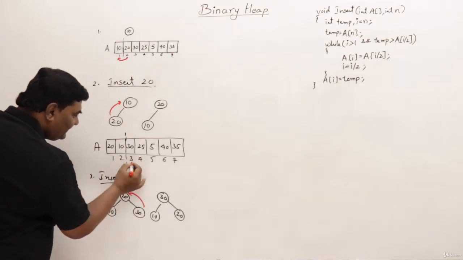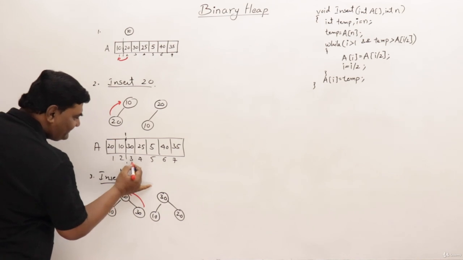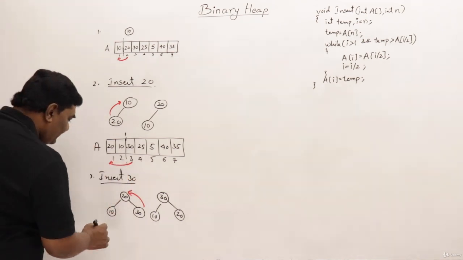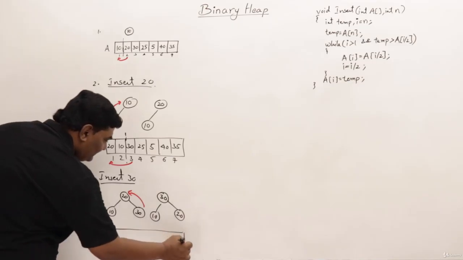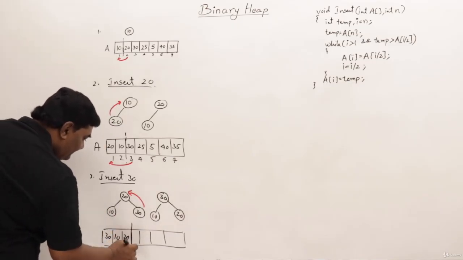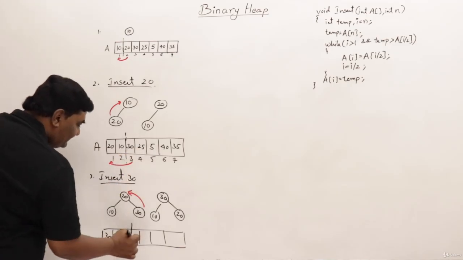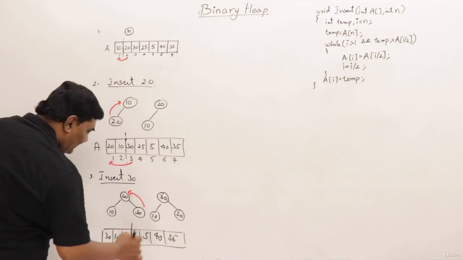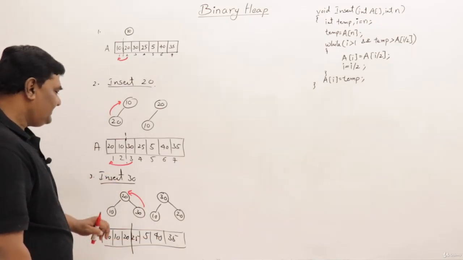So it means 30 was compared with the parent. This is index 3, 3 by 2 is 1, so it was compared with this one. So what is the resultant array? Elements in the heap are 30, 10 and 20. The heap is still here, and the remaining elements 25, 5, 40 and 35 are as they are. So this is after inserting 30.